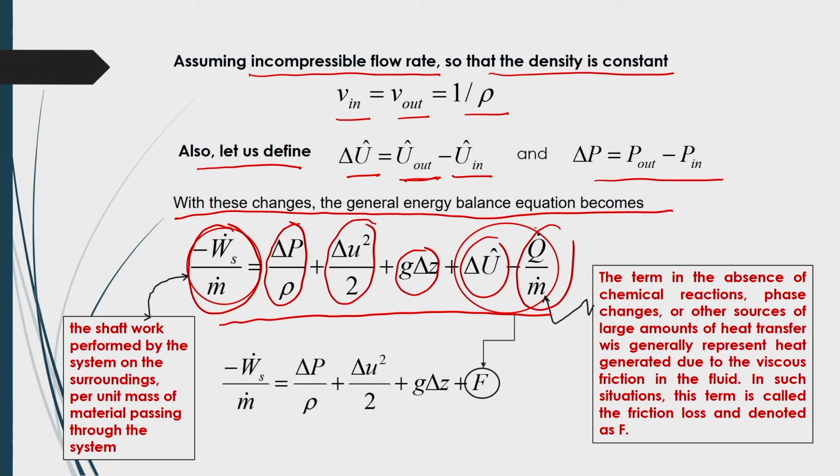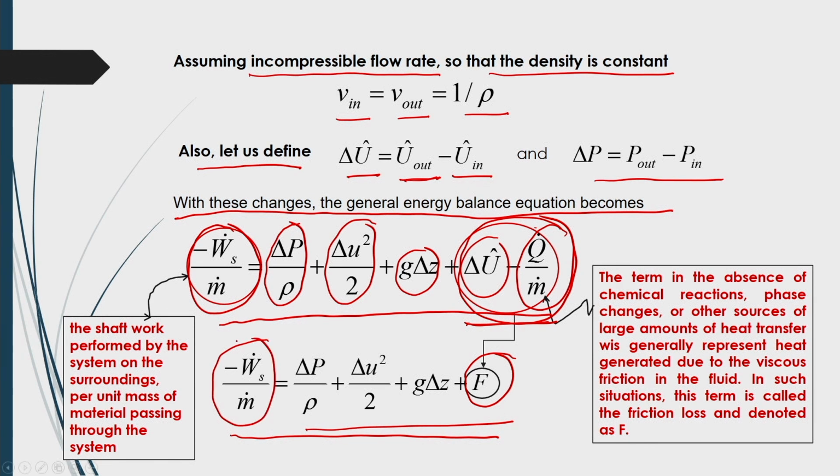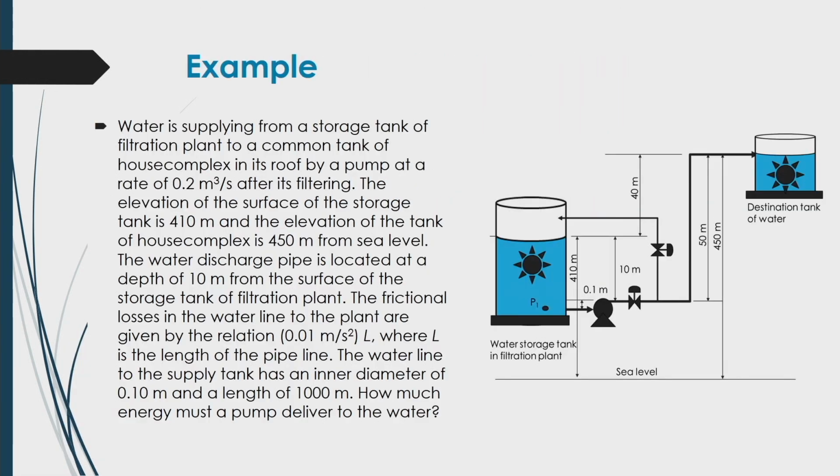So these total terms, delta U hat minus Q dot by m dot, will be regarded as F. This F is called the friction loss. So finally you have this energy balance equation in terms of friction. This total energy will be equal to the shaft work performed by the system on the surroundings. Now let us do an example with this mechanical energy balance equation.